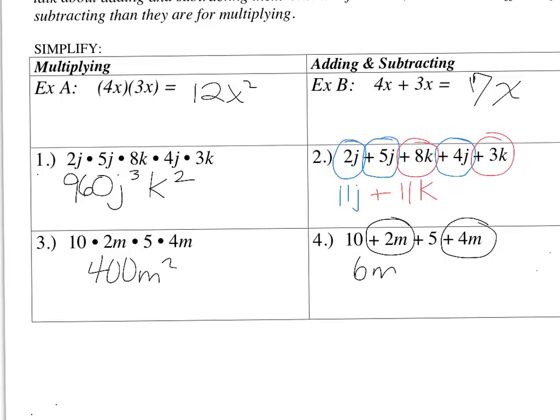And then when we do our constants, we're just adding our constants together. So 10 plus 5 is 15. It's a positive 15. We use a plus sign as our connector, and we get 15. And they're unlike terms. We cannot combine m's with constants. So our final answer is 6m plus 15.